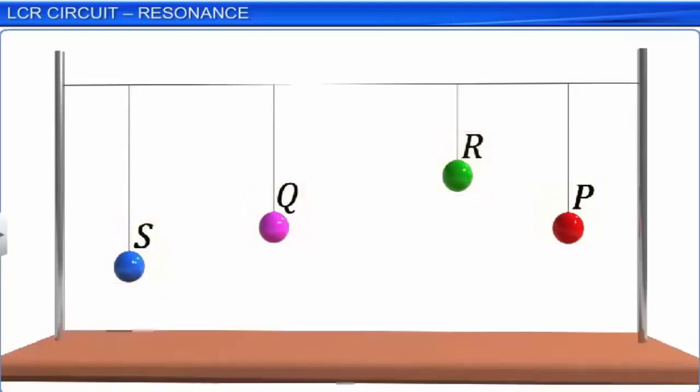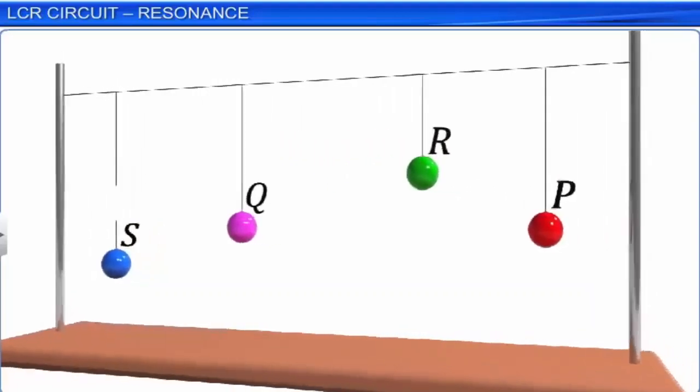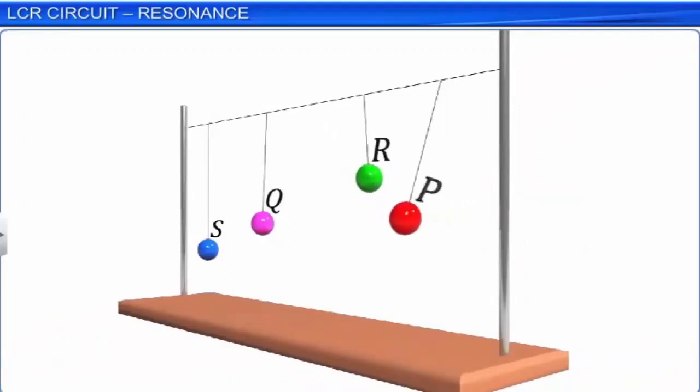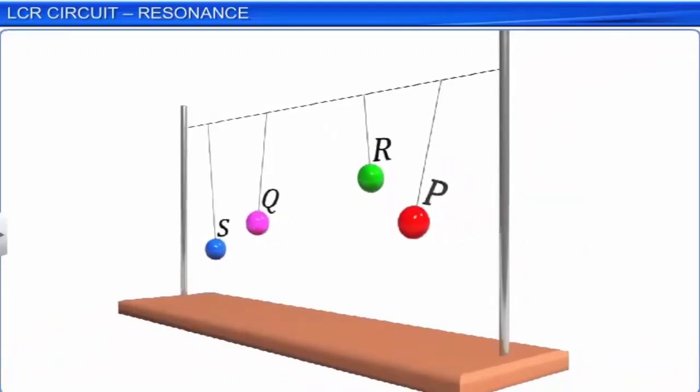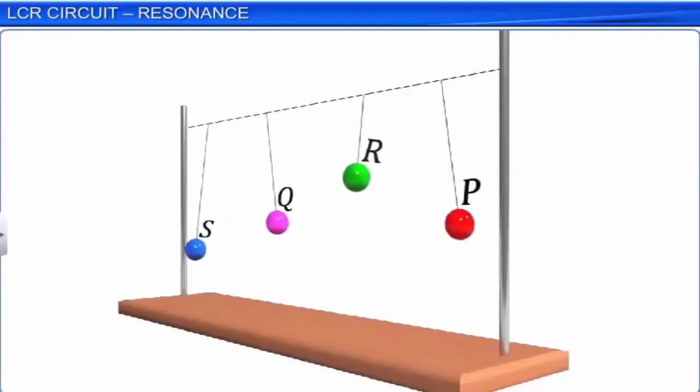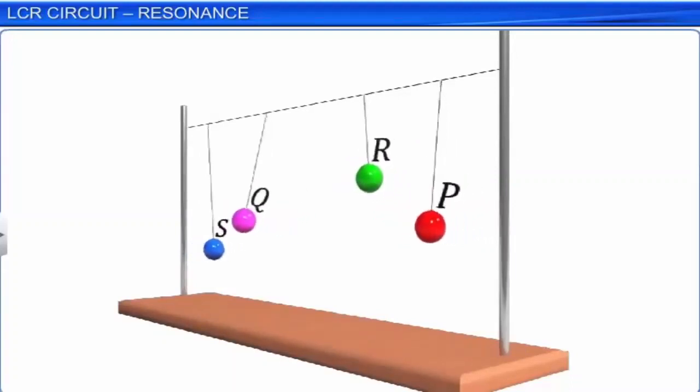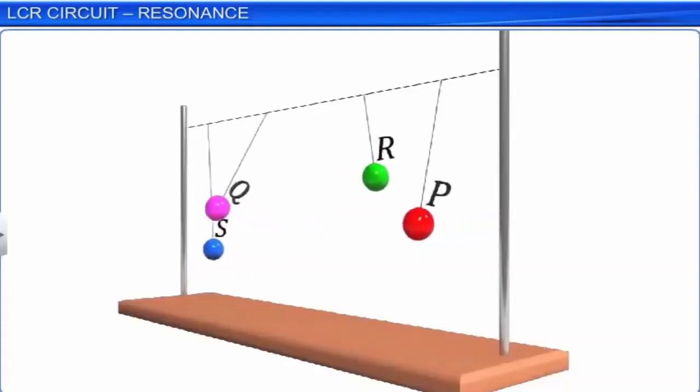Initially, all the pendulums are at rest and hence do not oscillate. When the pendulum P is made to oscillate, after a certain period of time, all the other 3 pendulums oscillate as well. Here, the oscillation is due to an external force, which is from the pendulum P.